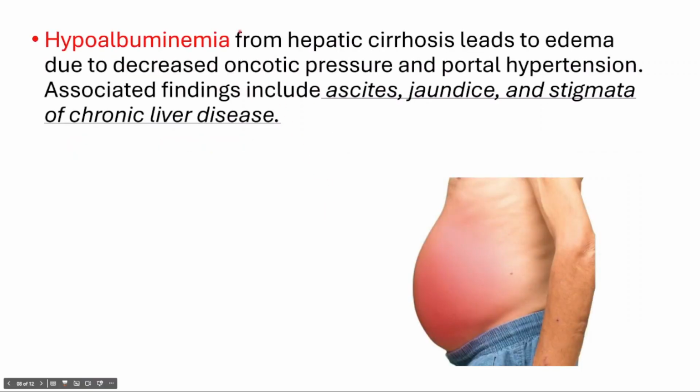We have hypoalbuminemia, which is low levels of albumin, which is a type of protein in the blood, usually due to cirrhosis. It leads to edema due to decreased oncotic pressure and portal hypertension. And we have associated findings with this condition like ascites, jaundice, and stigmata of chronic liver disease.